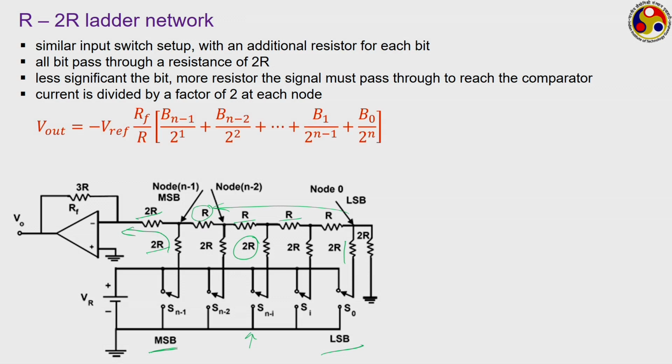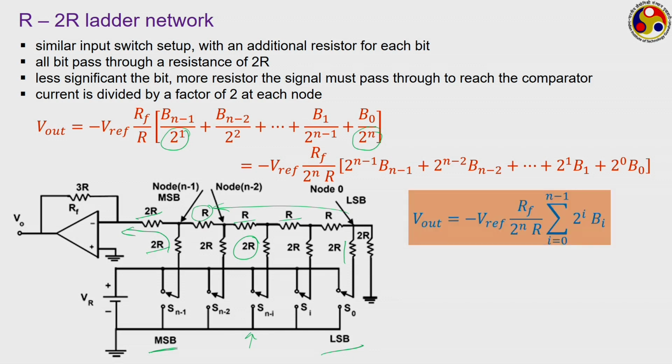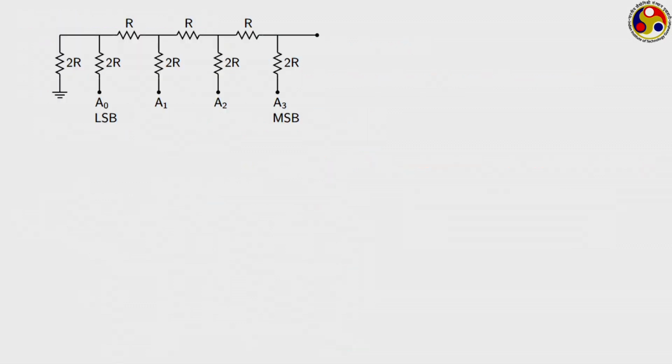Accordingly, we get this particular expression of the voltage output, which we can combine. In the previous case of binary weighted resistor, we had b n minus 1 by 2 to the power 0, and this one was 2 to the power n minus 1. However, there is an additional factor of 2 coming in the denominator here, giving the final expression where we have an additional 2 in the denominator. But how we got this expression, probably it will be easier if we discuss with a smaller example.